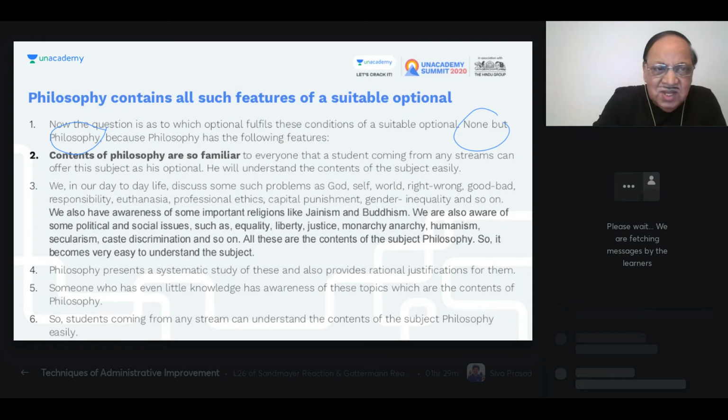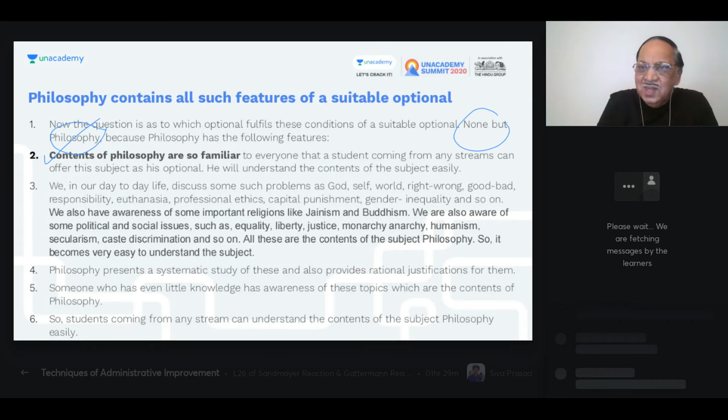Why? The reason is why this philosophy has become the most suitable subject. Why and how is this philosophy going to fulfill these conditions? Number one, the contents of philosophy are so familiar to everyone that a student coming from any stream can offer this subject as his optional. He can understand the contents of the subject philosophy very easily.